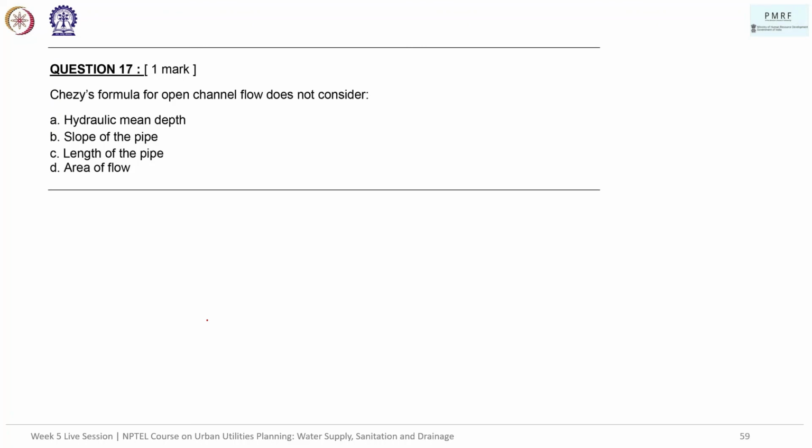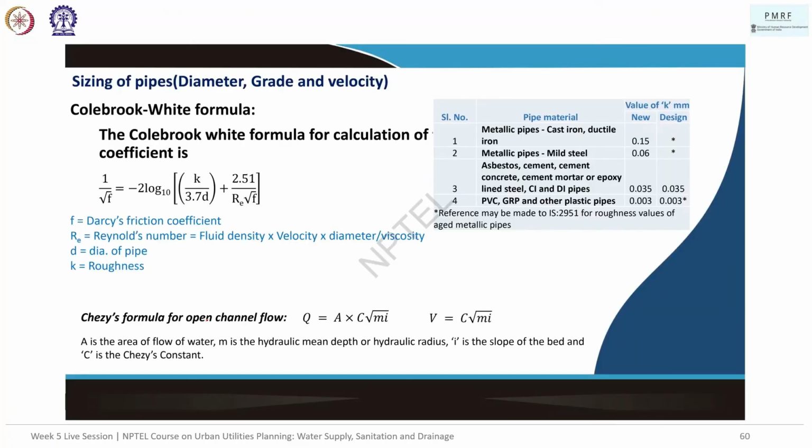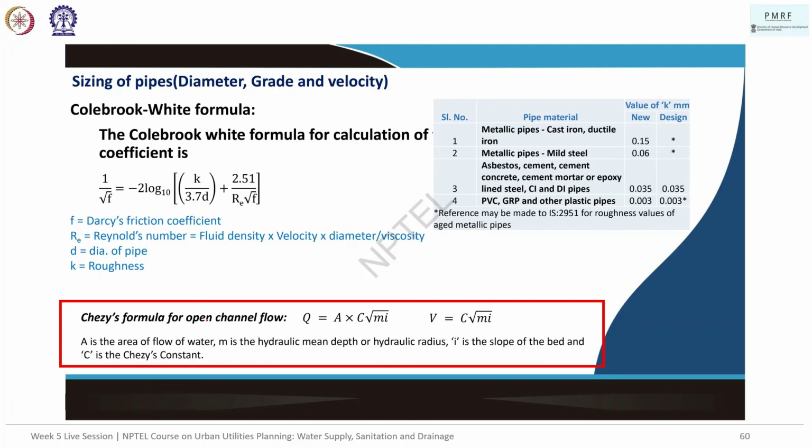Chezy's formula for open channel flow does not consider hydraulic mean depth, slope of the pipe, length of the pipe, and area of flow. Any answers? Okay, so the answer is actually length of the pipe. So we have these parameters.